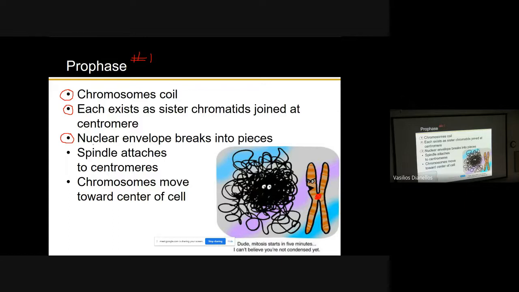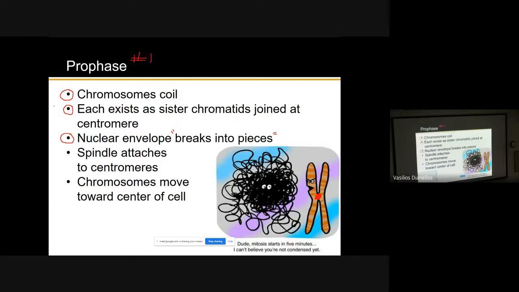It breaks into pieces. I should have thought about this earlier. Let me put that. This is not one of those verbatim things. I might say breaks into pieces, I might say dissolves, I might say disintegrates, I might say disappears. The point is the nuclear envelope goes away. So it's not verbatim, breaks into pieces.